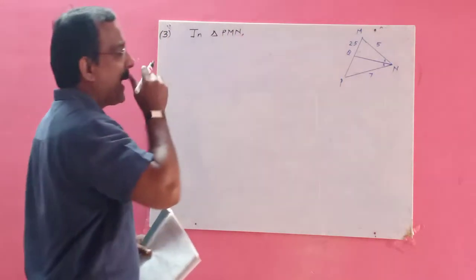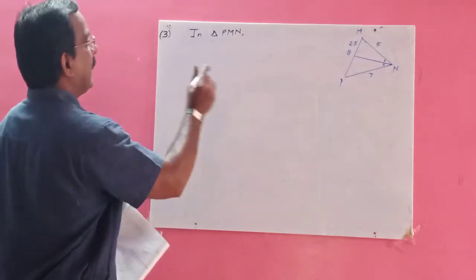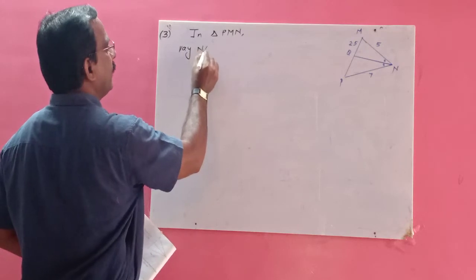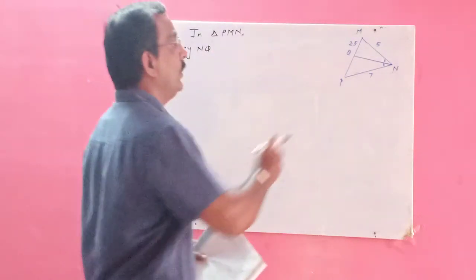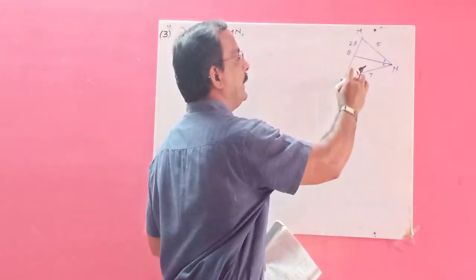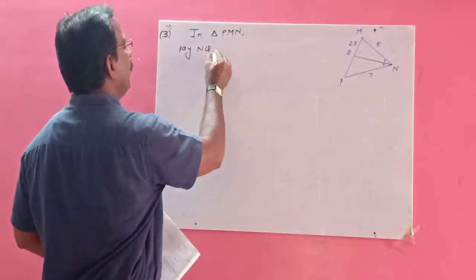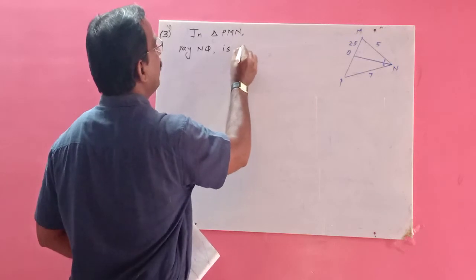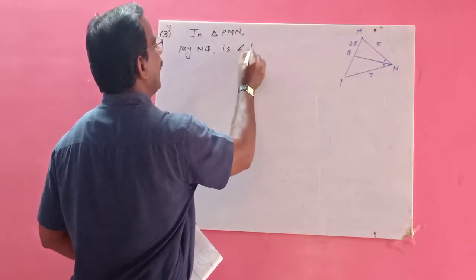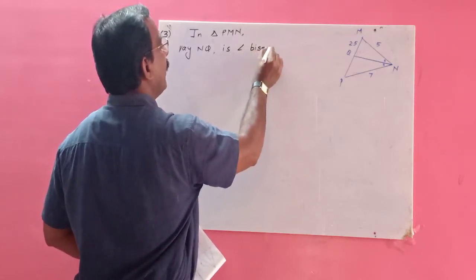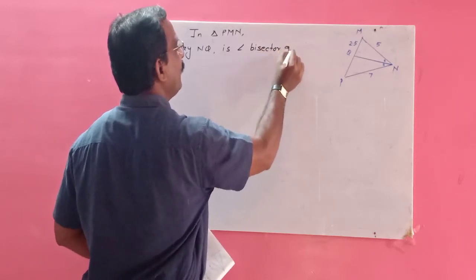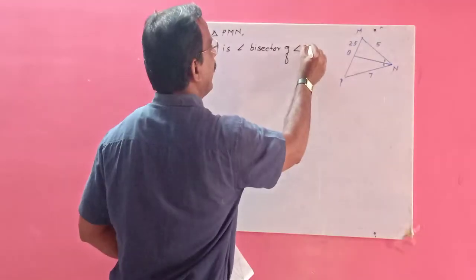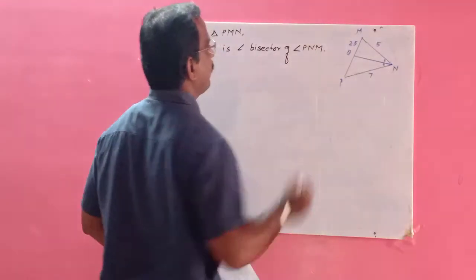Put a comma and then write what is given here: ray NQ. What about NQ? It is a bisector of angle PNM. So ray NQ is an angle bisector of angle PNM. Okay?